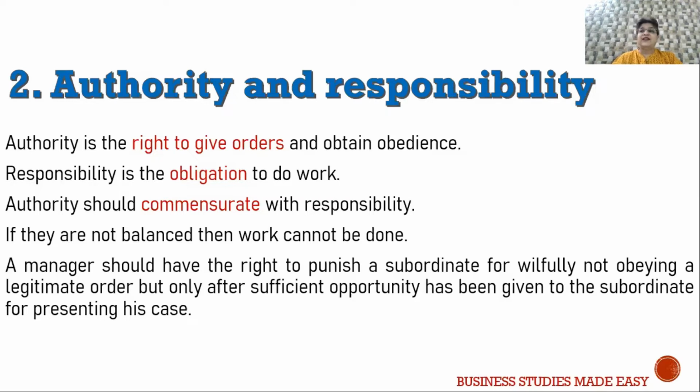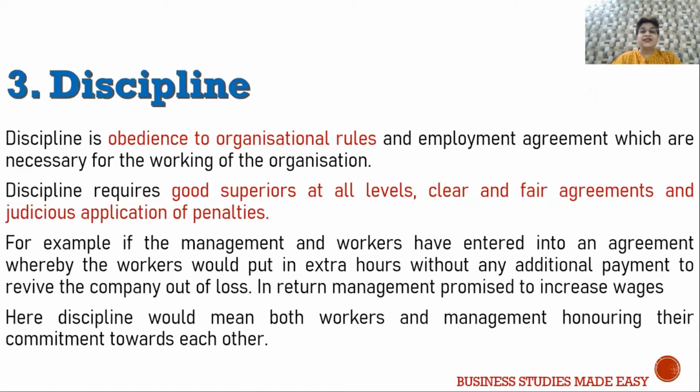Therefore, the manager had to pay the carpenter. So this is the second principle, authority and responsibility. Then comes discipline. Discipline means obedience to organizational rules. So whatever rules are there, whatever agreement has been there, both the workers as well as the managers have to adhere to it. They have to follow it. And if they don't, that means this principle is being violated.